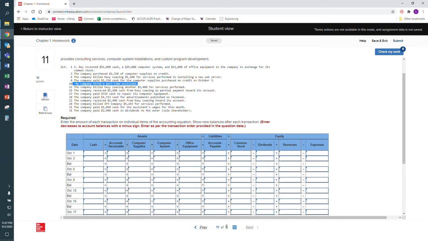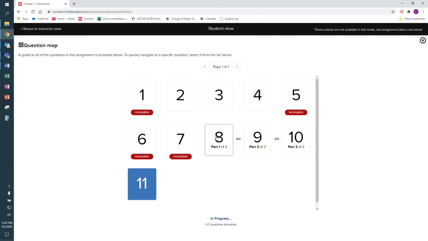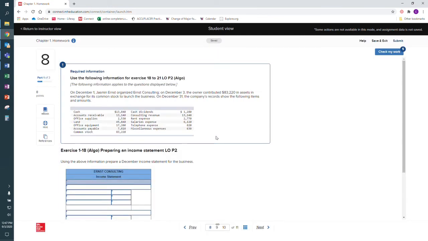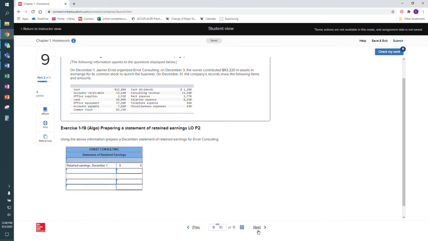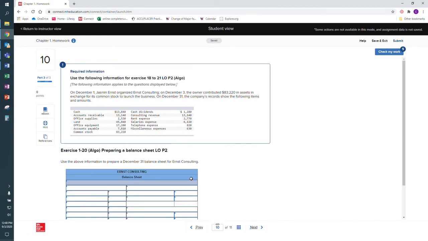All right, let's go back to number 8, 9, and 10. Here we are doing financial statements. And you are given at the top of the screen a list of accounts, and you have to figure out which financial statement they go on. Over here, you also have a hint video, remember, so you can go look at that. So one way that you can do these is you can go through this list, and you can switch between 8, 9 is statement of retained earnings, and 10 is your balance sheet.